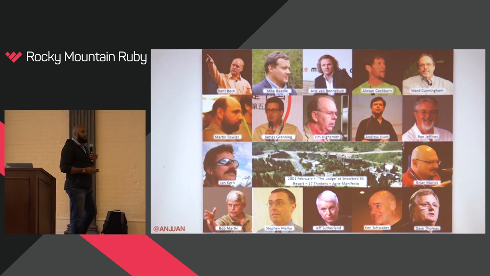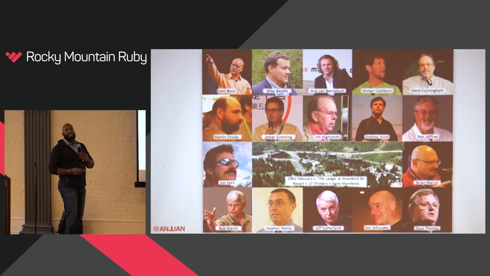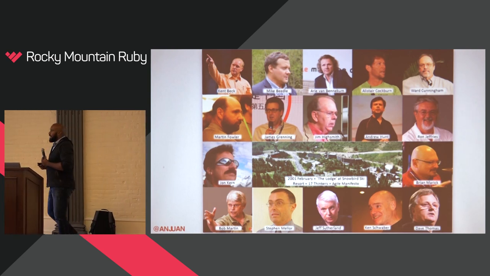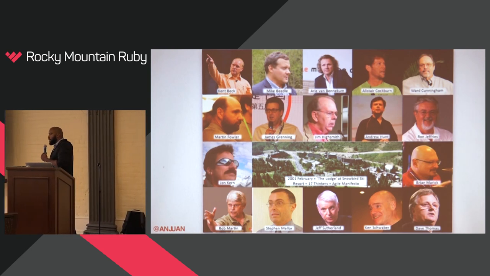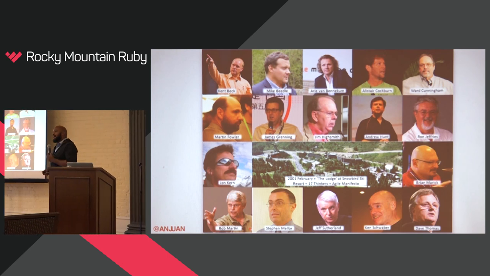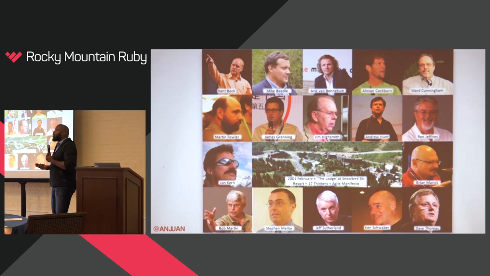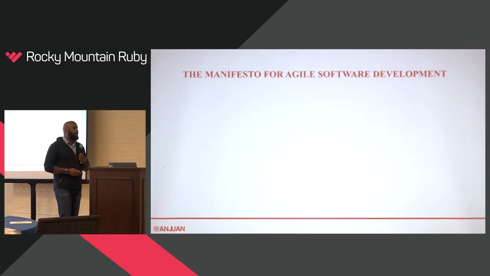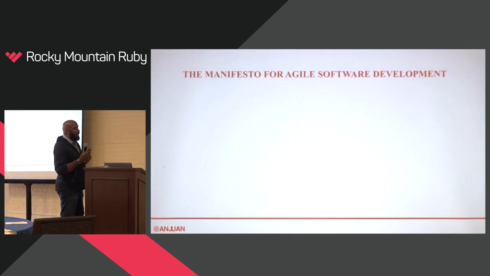So they came from extreme programming. They came from Scrum. They came from different backgrounds. And so they began to, like all people who want to do a revolution do, they wrote a manifesto for what they learned. And this came to be known as the Manifesto for Agile Software Development.